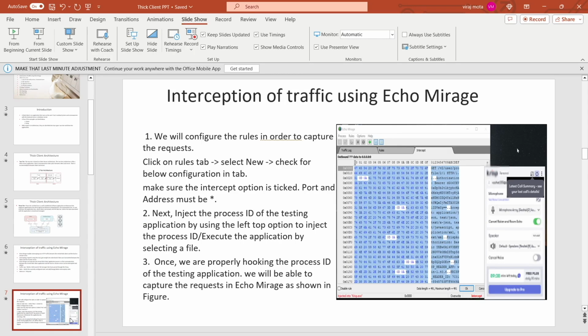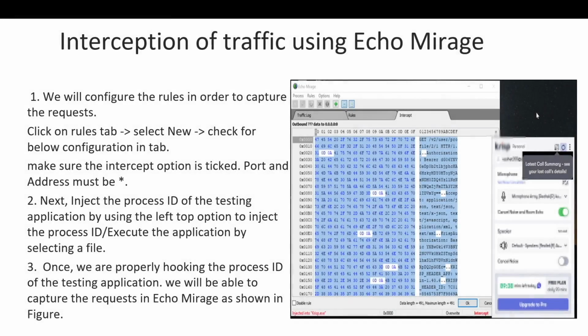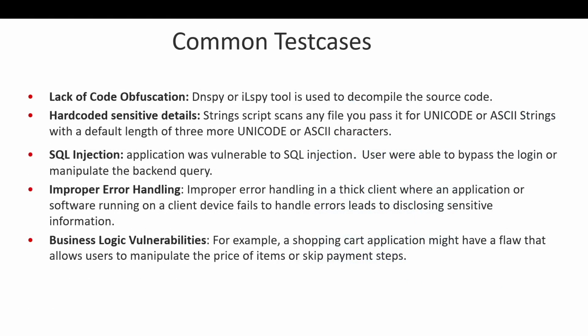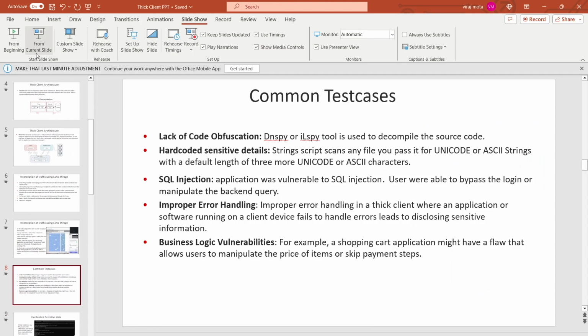we will see what things are going to the server side, and we will also identify whether it is a two-tier or a three-tier architecture, depending upon the request going from the client to the server end. Okay. So next, let's go to the second part and see the common test cases which are present in a thick client pen test.